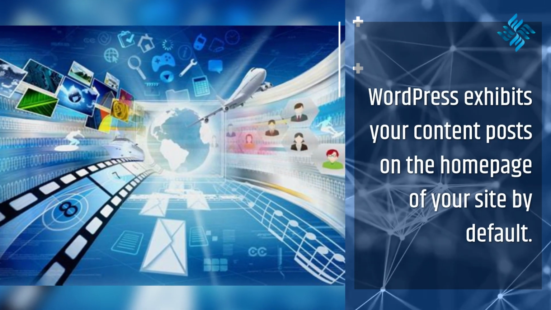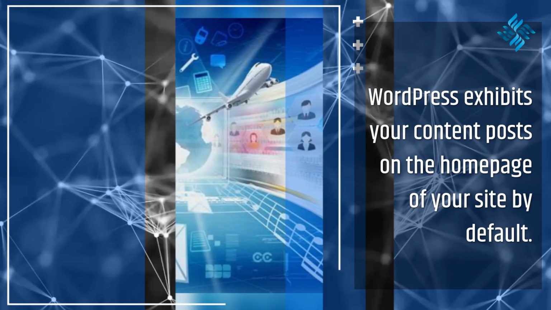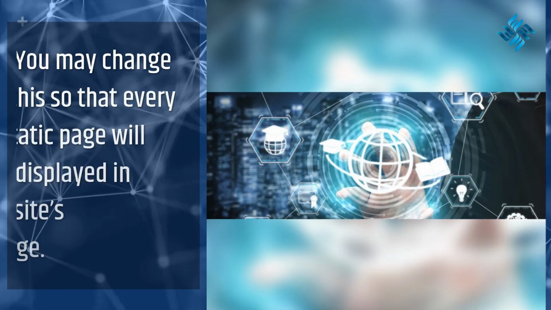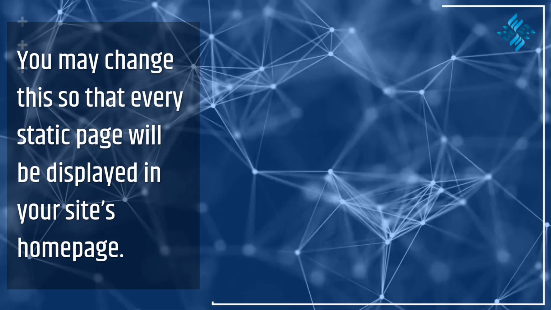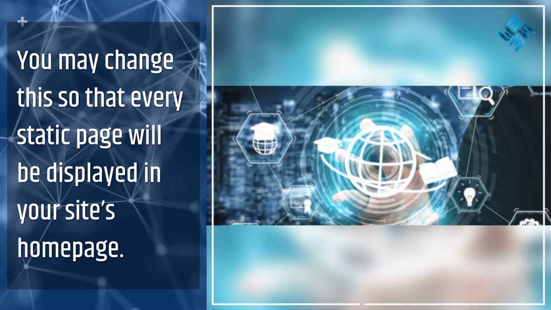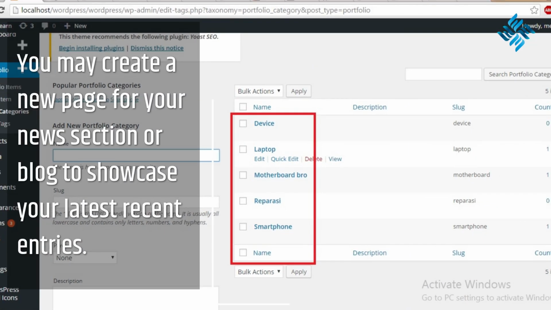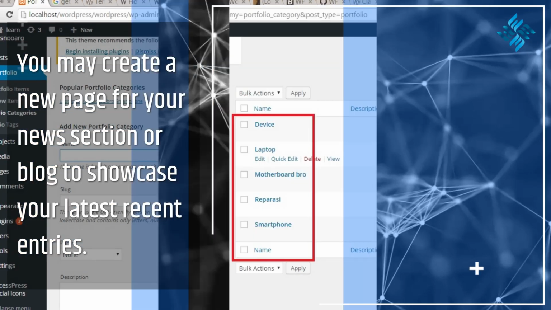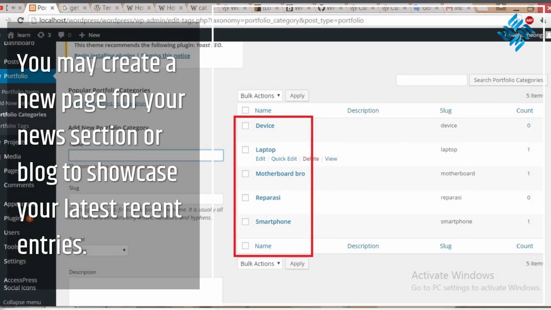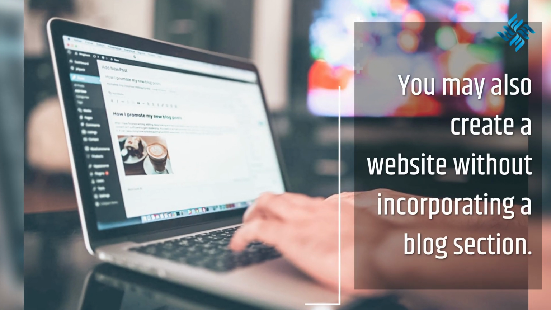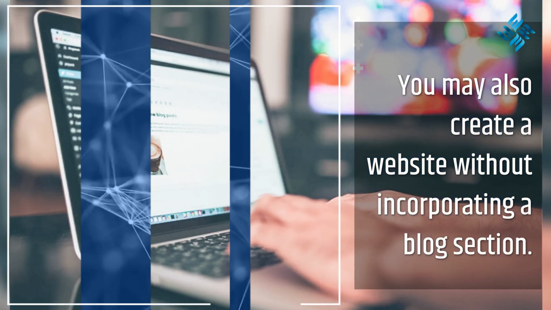WordPress exhibits your content posts on the homepage of your site by default. You may change this so that a static page will be displayed on your site's homepage. You may create a new page from your news section or blog to showcase your latest entries. You may also create a website without incorporating a blog section.